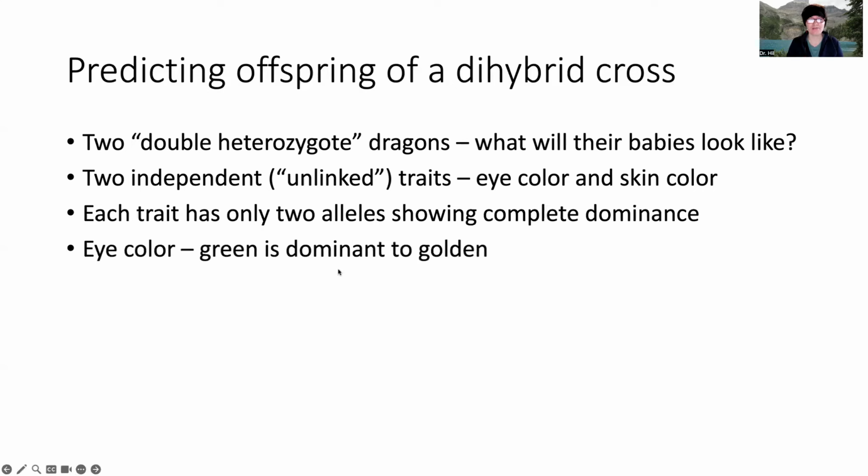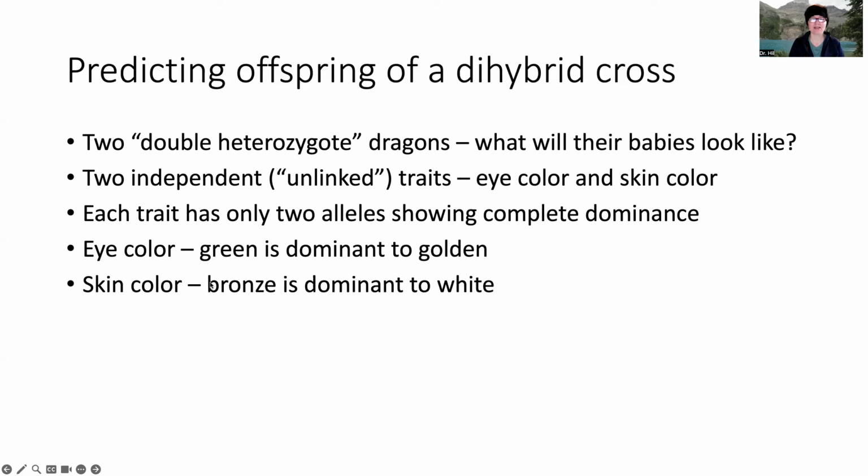So in my example for eye color, I'm going to say that there's only two options. You've got green or gold as the traits, and the green allele is completely dominant to golden. So the only way to have golden eyes is if you have two golden alleles, one from each parent. Any other combination, where you have two green alleles, one from each parent, or one green and one golden, or one golden and one green, that's going to still look green. So green's totally dominant to golden.